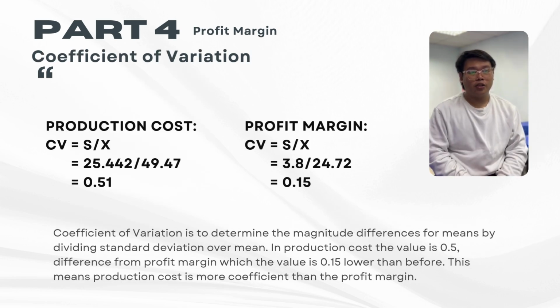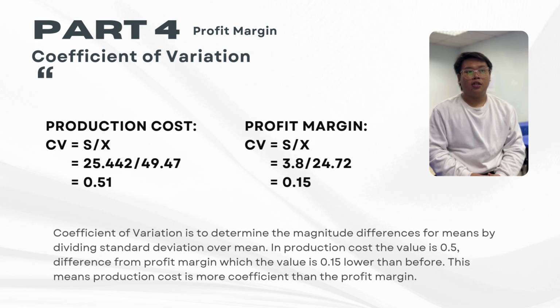Finally, I will be presenting the coefficient of variation. Coefficient of variation determines the magnitude of differences relative to the mean by dividing the standard deviation over the mean. For production cost, the value is 0.5, and for profit margin the value is 0.15, which is lower. This means the production cost is more variable than the profit margin.